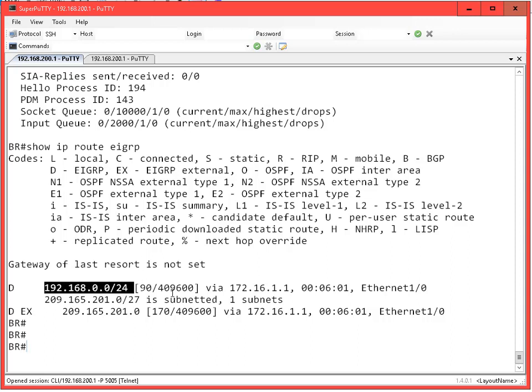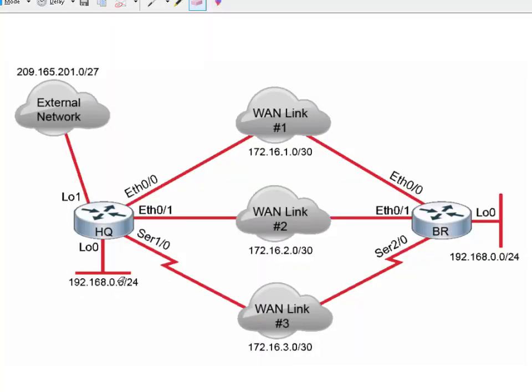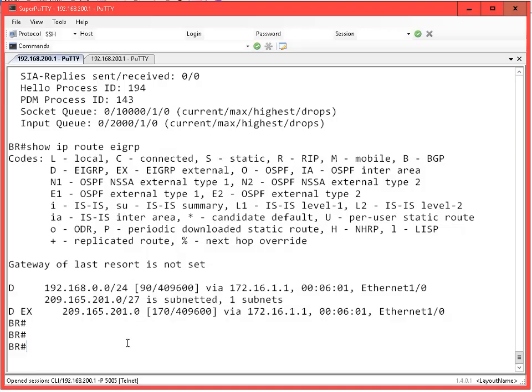If we go back to our topology here, the 0.0 subnet is over here, and then we're also getting this external network. So there's some sort of redistribution happening on the HQ router to inject this external route into EIGRP, and I can tell that because it shows up as a DEX route. We will be talking about redistribution probably on Thursday. Certainly not tomorrow, and we might get to it tomorrow, but definitely by Thursday.